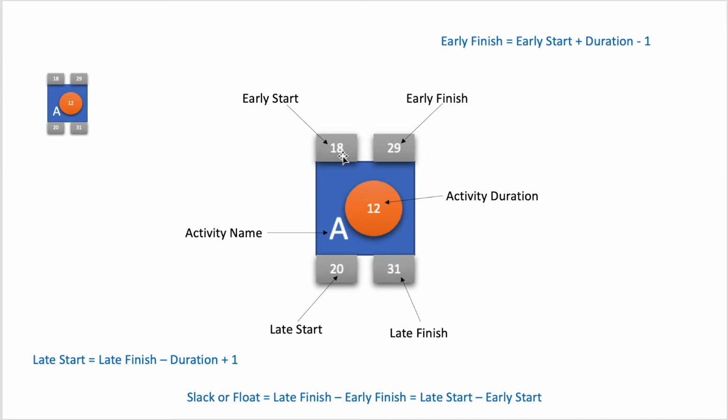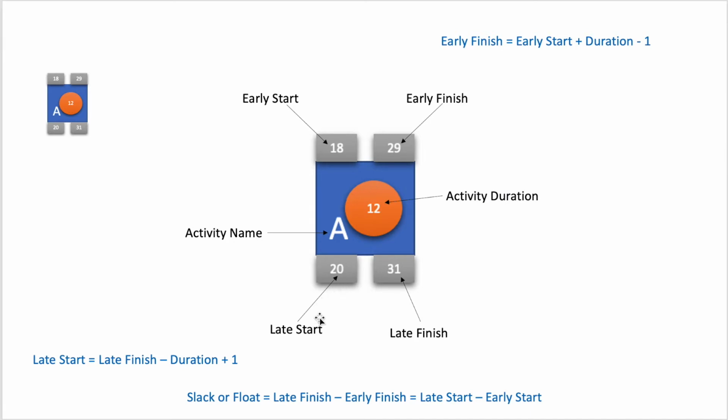Then we have early finish. Early finish is the date when the activity can finish if the activity starts on the early start. So the early finish can be calculated as early finish is equal to early start plus the duration minus 1. So because we count the start day also as a day on which the activity will be performed, we can get the early finish by this calculation where we say early finish is equal to early start plus duration minus 1.